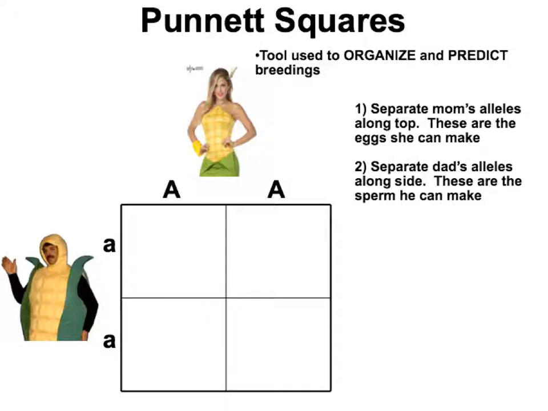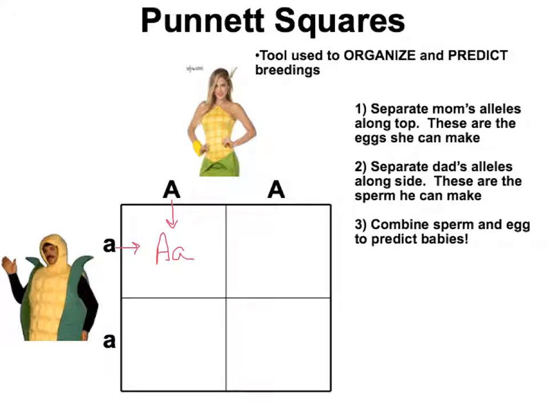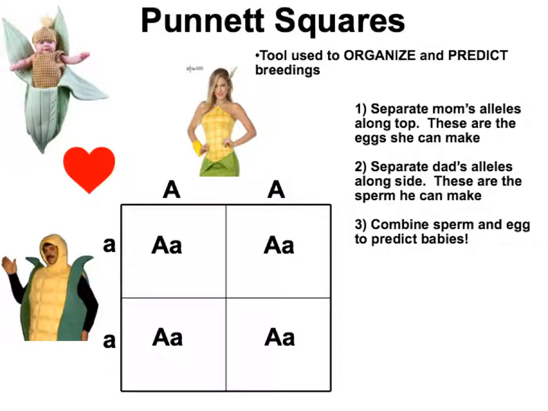The next step is to combine the sperm and egg and make some babies. So this egg could be fertilized by this sperm to make big A, little a. This egg can be fertilized by this sperm to make big A, little a, and so on. So let's fill that whole thing in. And then what you end up having are little baby corns.